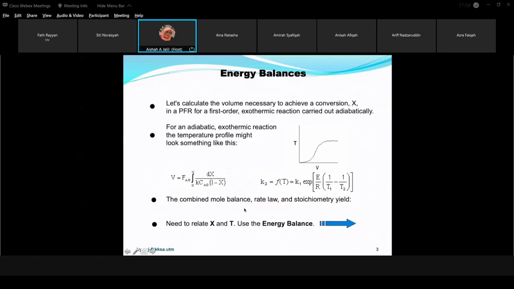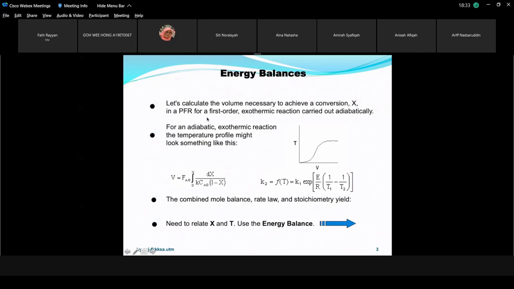Okay, let's start. Energy balance. Have you studied about the energy balance before? Yes, Doctor. Okay, so I think you already know about energy balance. So here also we use the energy balance. Let's calculate the volume as usual, the volume necessary to achieve a conversion X.